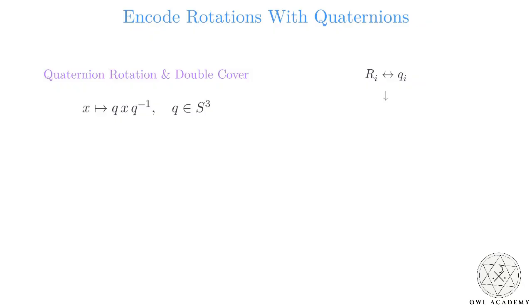Rotation becomes the sandwich product Q x Q inverse. Since Q and minus Q give the same rotation, we fix a sign convention to make the choice unique. Let's work through it on the diagram.